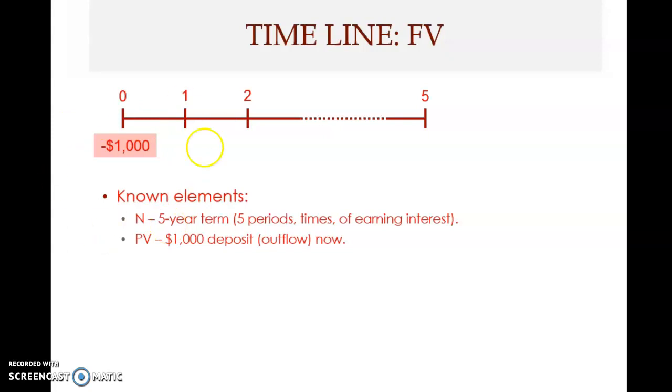Why is it a negative? This can be either positive or negative, but here the correct term will be a negative because it's a deposit, an outflow of cash now. You deposit now, therefore you cannot use that money. It's an outflow. And then the third known element is the interest rate. The interest rate is written here, 5%. That's the interest rate per period or year here. So we know these three elements.